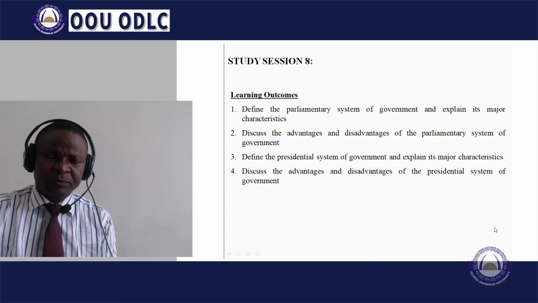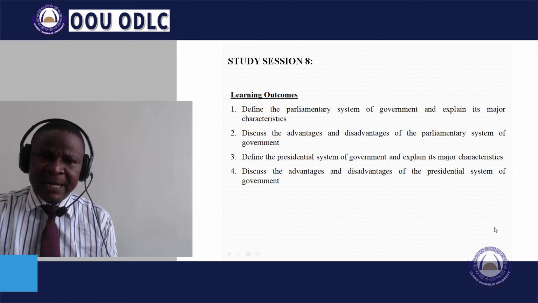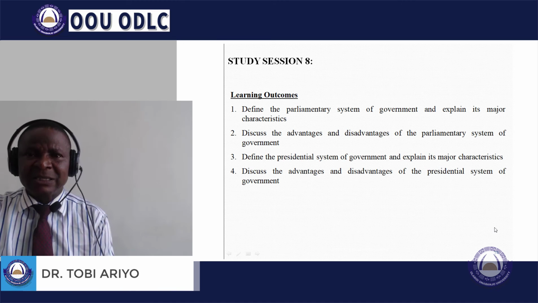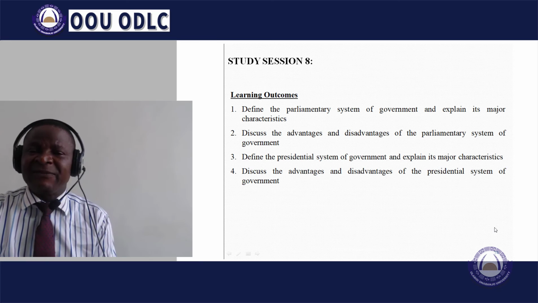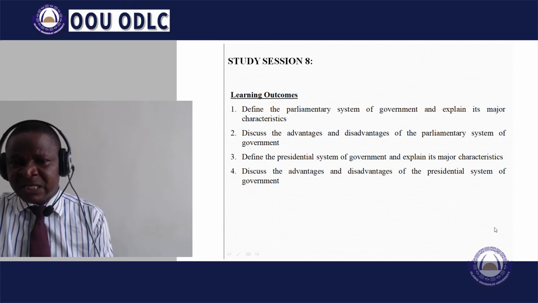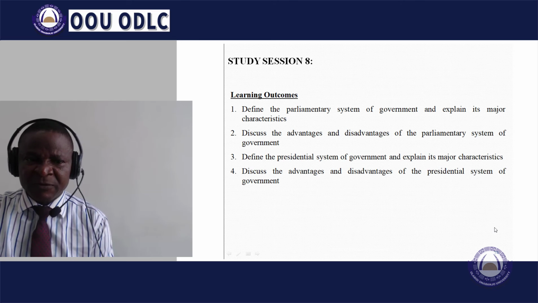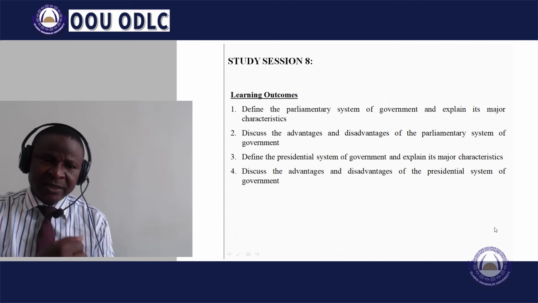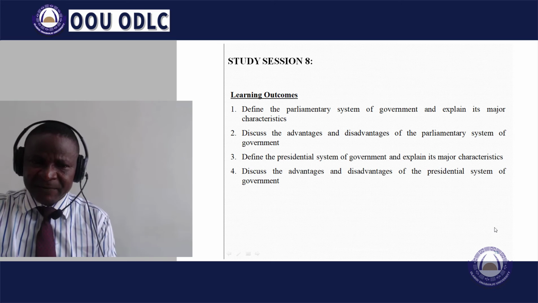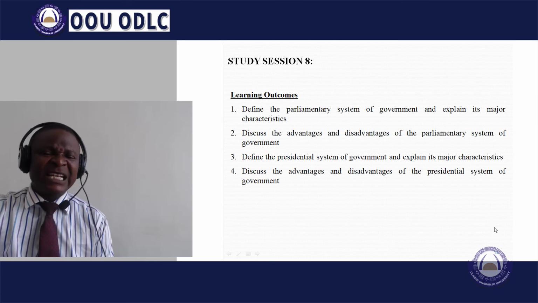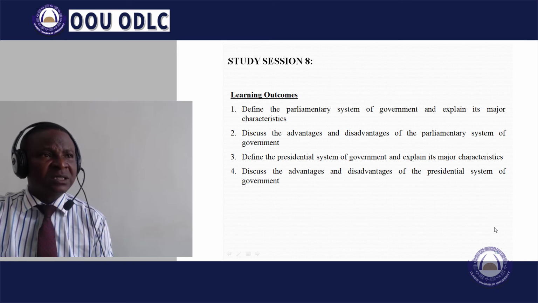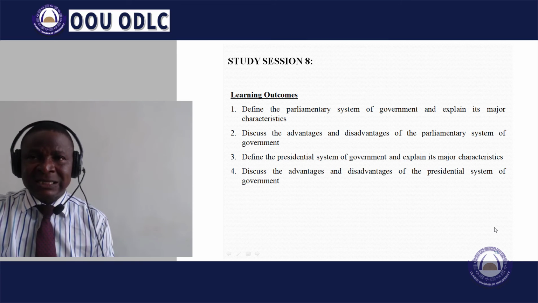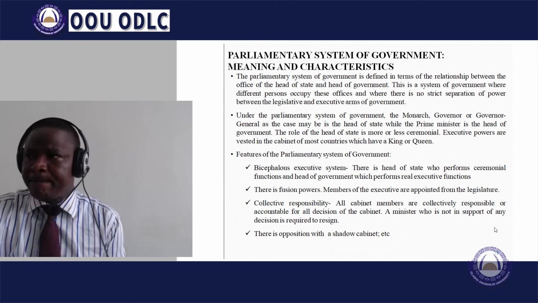At the end of the session, you should be able to: 1. Define what is meant by the parliamentary system of government and explain its characteristics. 2. Discuss the advantages and disadvantages of the parliamentary system of government. 3. Define the presidential system of government and explain its major characteristics. 4. Discuss the advantages and the disadvantages of the presidential system of government.